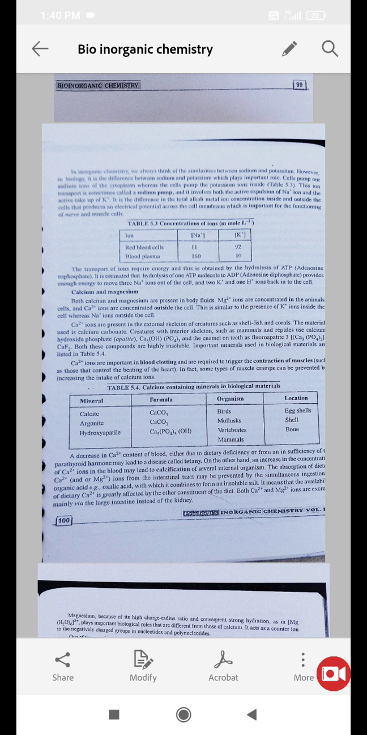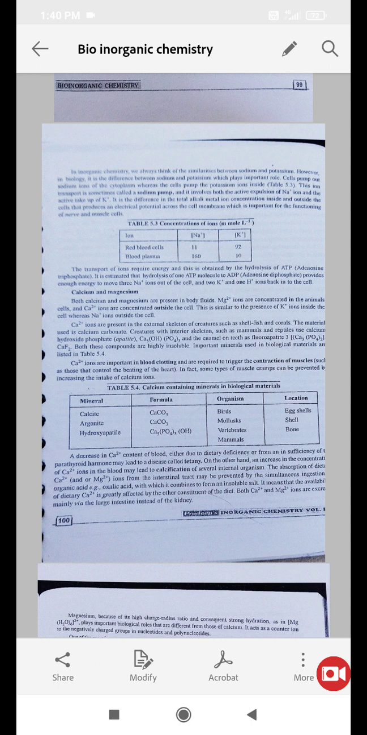The material used is calcium carbonate. Creatures with interior skeletons such as mammals and reptiles use calcium hydroxide phosphate, Ca5(PO4)3OH, and the enamel on the teeth is fluoroapatite. Both these compounds are highly insoluble. Important minerals used in biological materials are in table 5.4.